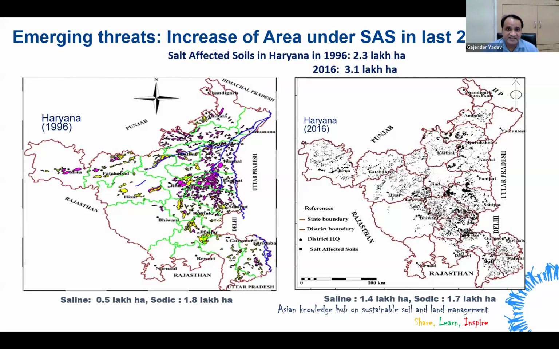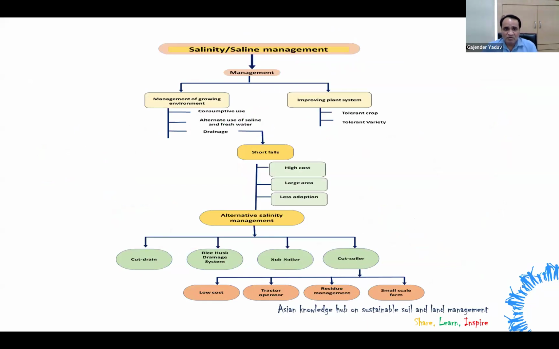We take the example of the state of Haryana: salinity is in an increasing mode if we compare the figures of 1996 to 2026, and our recent data says that it is increasing further. So for salinity management, I divide my presentation into two parts. First is salinity management, where we have drainage and leaching technology.